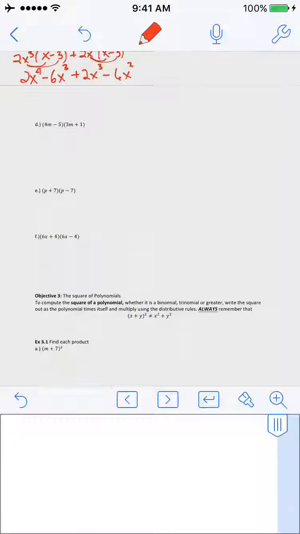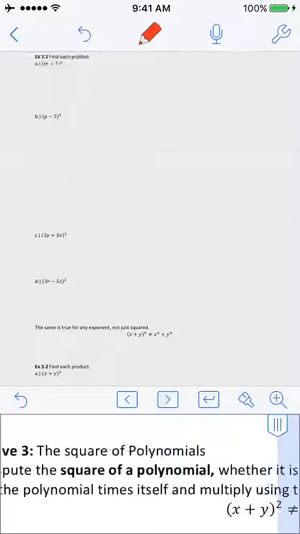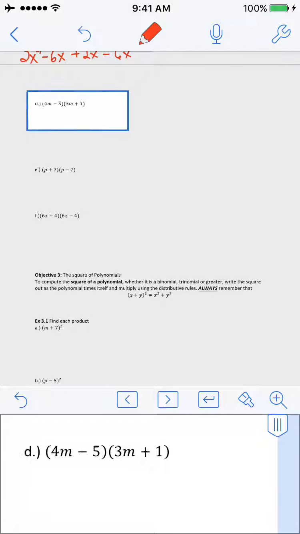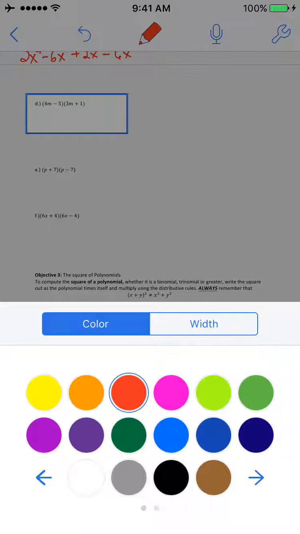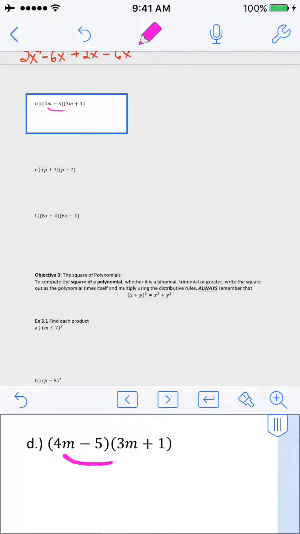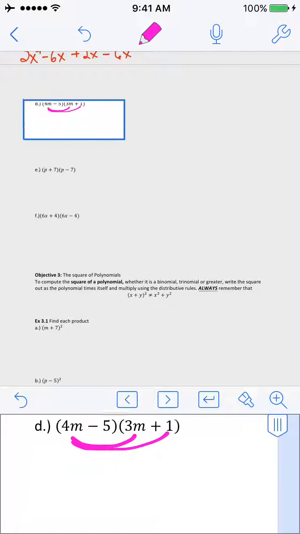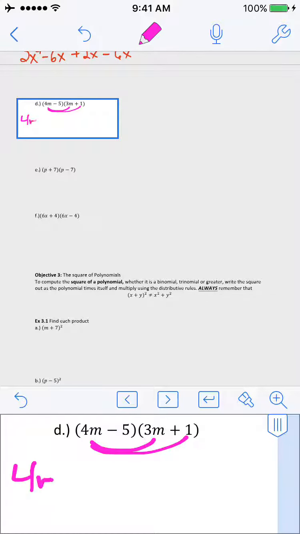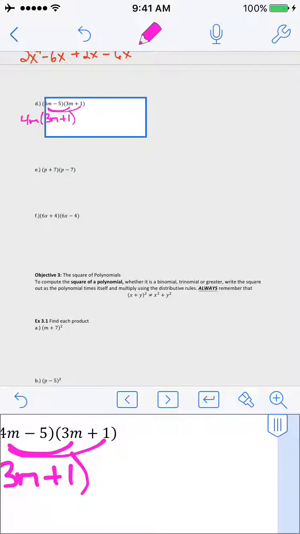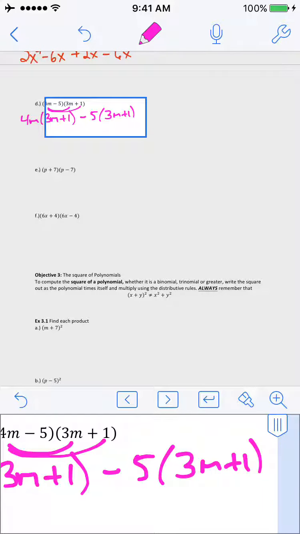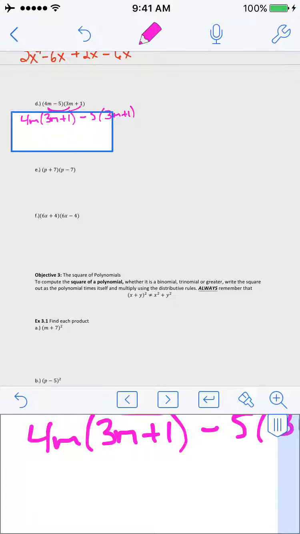Okay, so I hope you've had some time to try this out. Let's go ahead and do it ourselves right now. So I've got these two to multiply. I'm going to multiply this first monomial, m times 4, plus 3m plus 1, minus 5 times 3m plus 1, and then we'll multiply each monomial.